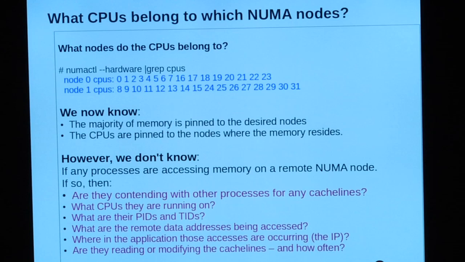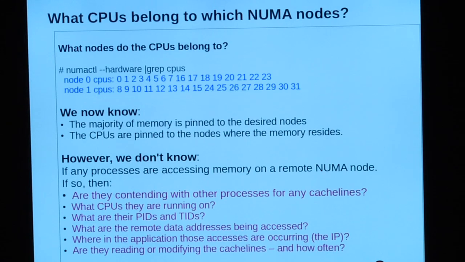That's well and good. What we don't know is, are any of those processes that are running on each NUMA node accessing each other's memory? And if so, are they contending with the same memory, the same cache lines? If that's happening, what CPUs are they running on? Which ones are these CPUs? What are their PIDs and their thread IDs? What are the data addresses they're accessing?